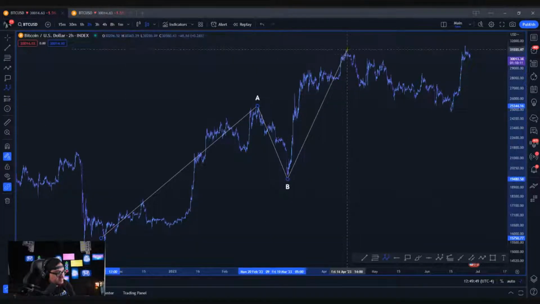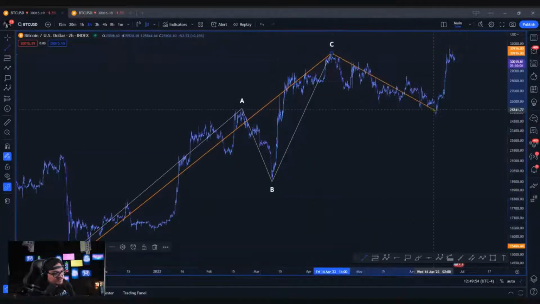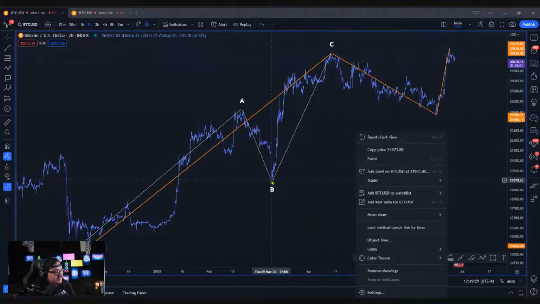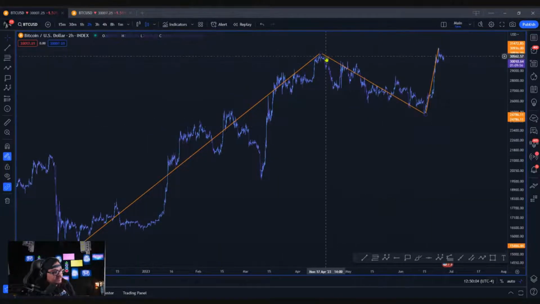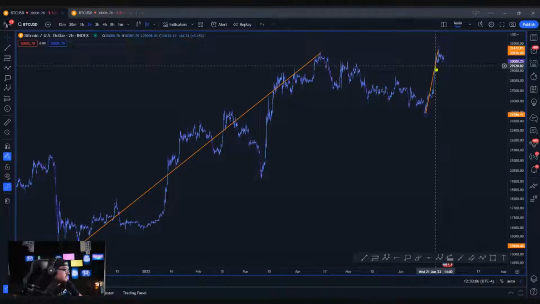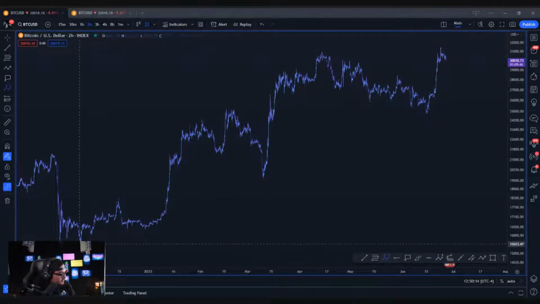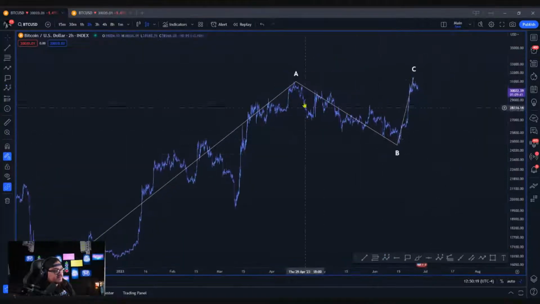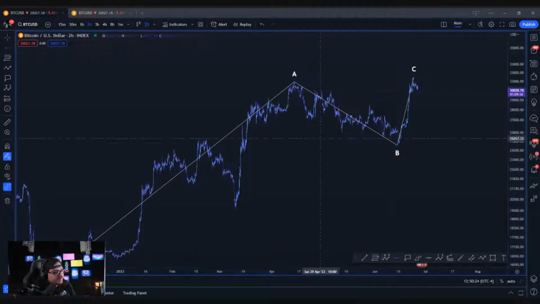So when we're looking at what is going on off of this trend, we have an ABC, which actually turned out to be a larger A to a B to a C, which is something I talked about earlier in the stream. Once you get rid of that, you can see we're left with one nice ABC here. What I'll do is get rid of the orange lines here and focus on the ABC.